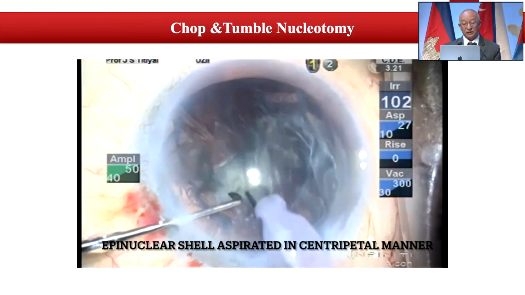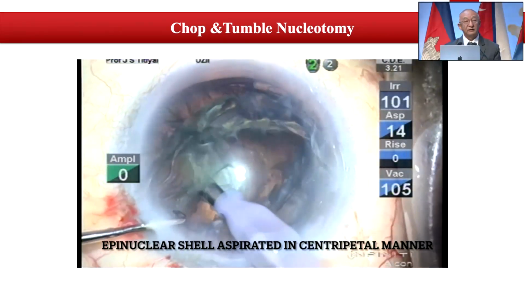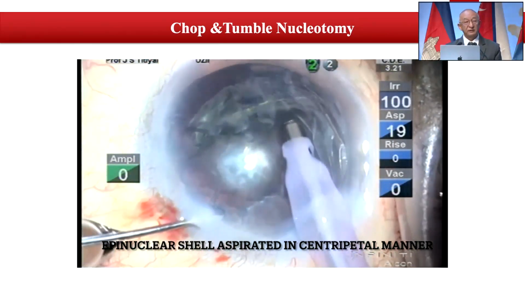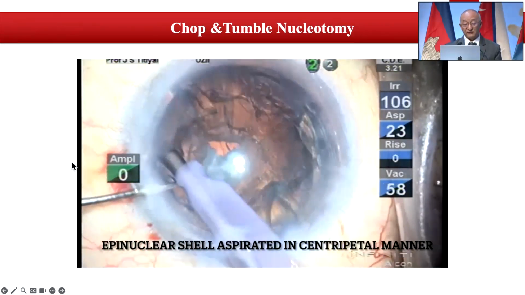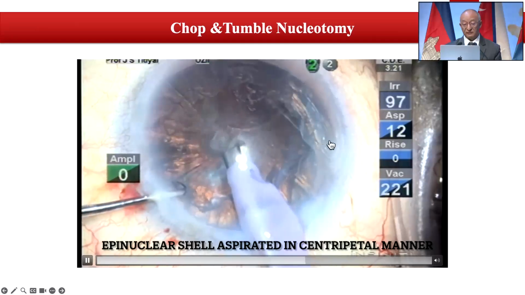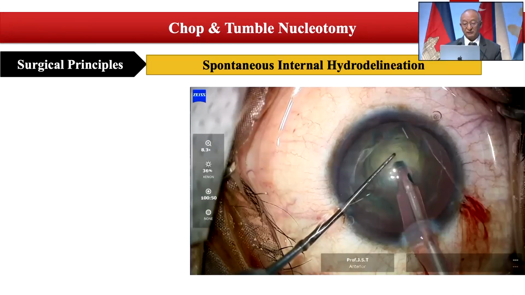Now I'll take out the epinuclear cushion. First pull out from the periphery to center, then you take out in bulk, so that even if you have a tear, it will not disrupt the anterior vitreous face. And this is how you complete the surgery effectively in these cases also. The chop and tumble technique seems to be very, very safe in these cases.